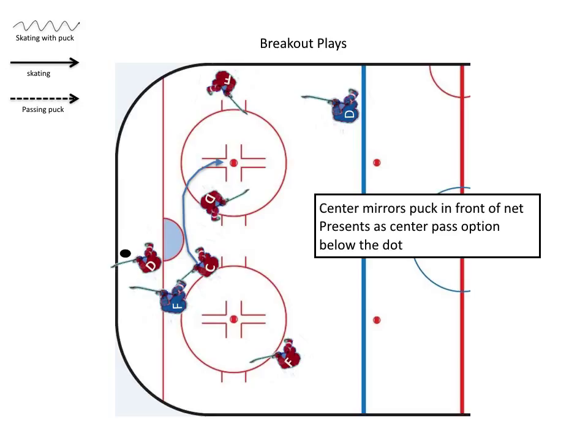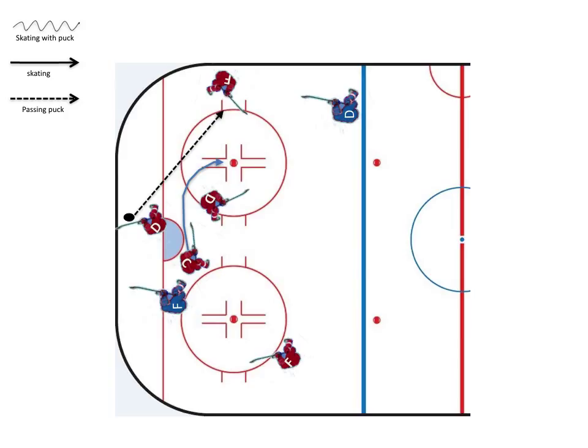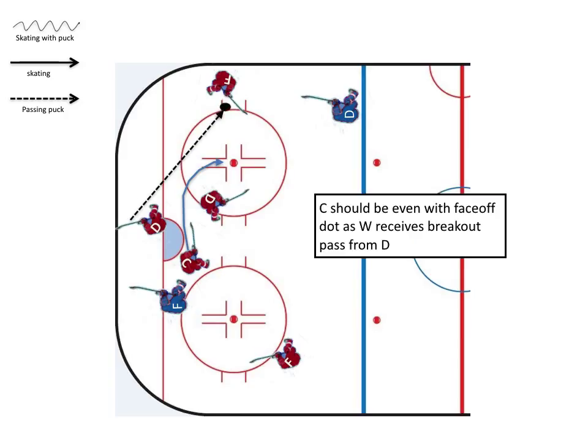So for example, if the winger is covered, then he's open for a pass from the defenseman as he wheels around the net. And then he's also there, as you'll see, as a pass option for the winger once he gets the puck. So once the puck goes to the winger on the half boards, the center needs to move over, and he needs to time it so that he's even with the face-off dot as the winger receives the breakout pass from the defenseman.